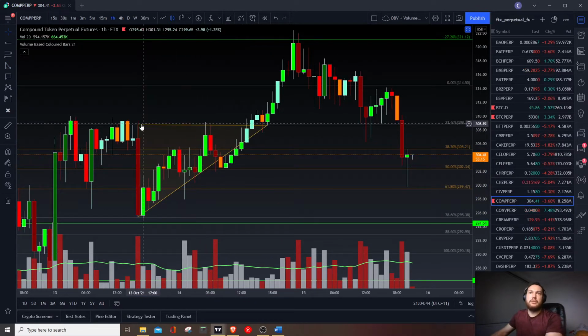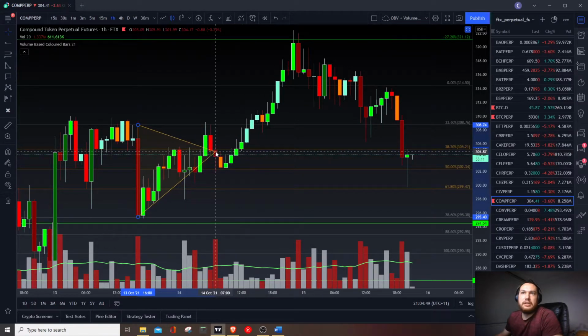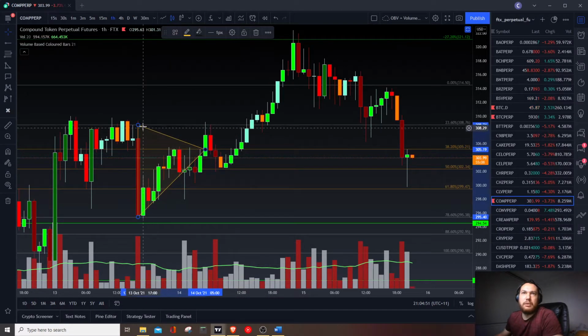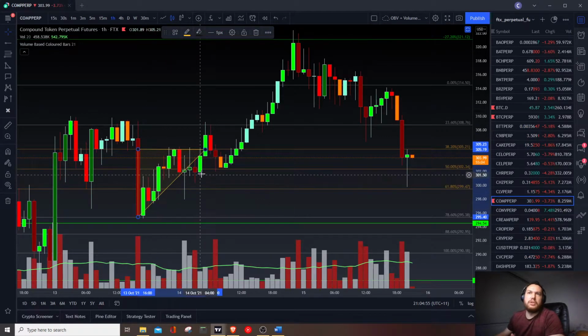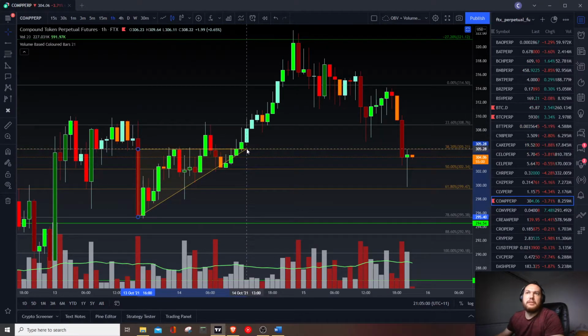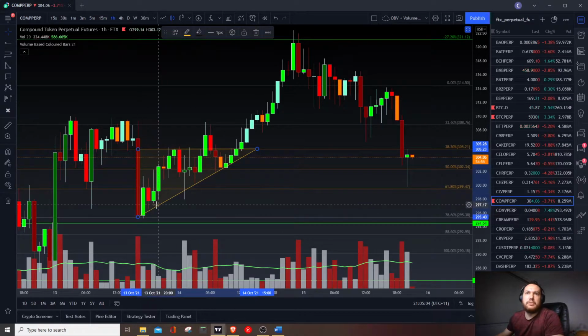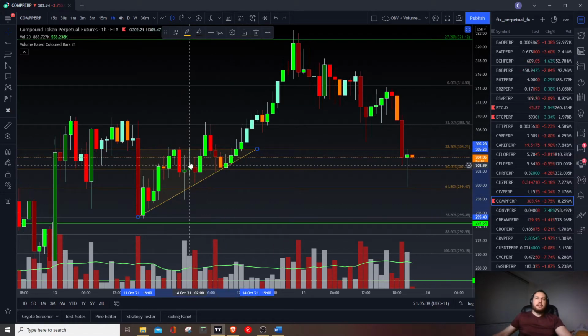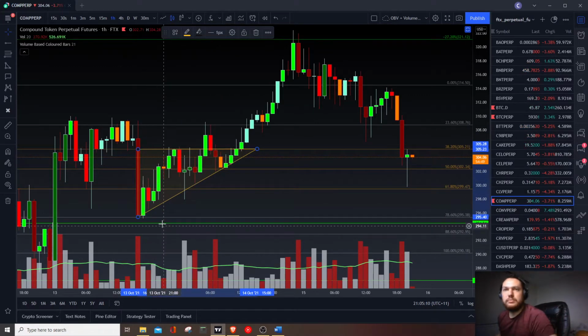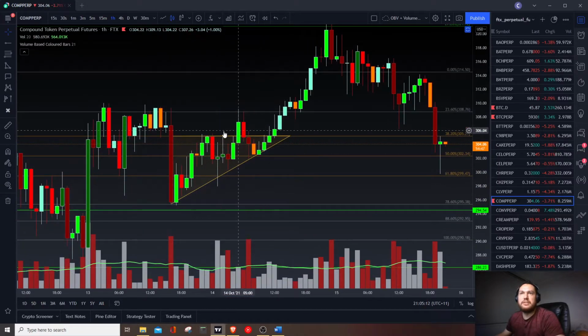Okay, so there's our triangle. If it wasn't there, it'd be here before the break. So there's a sort of triangle, right? It tries to break, move it over, breaks down. Okay, get the wicks. All right. So now an ascending triangle. An ascending triangle is an accumulation structure, right?